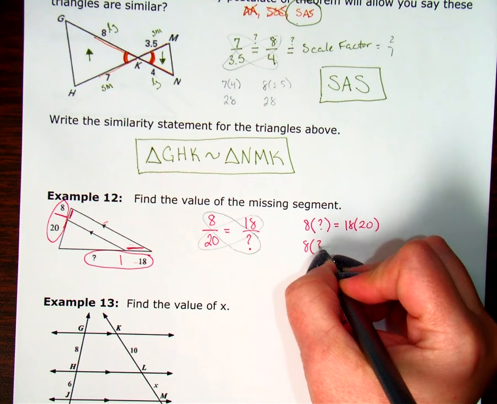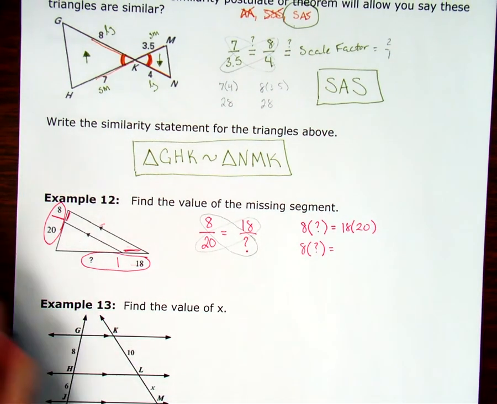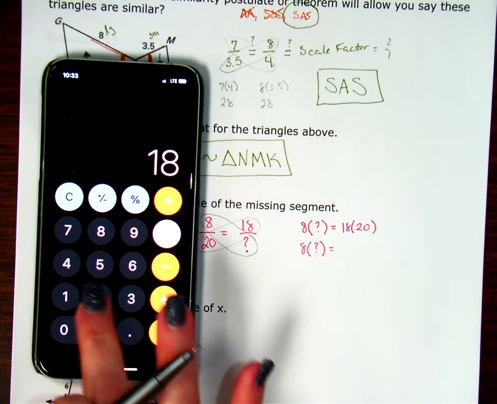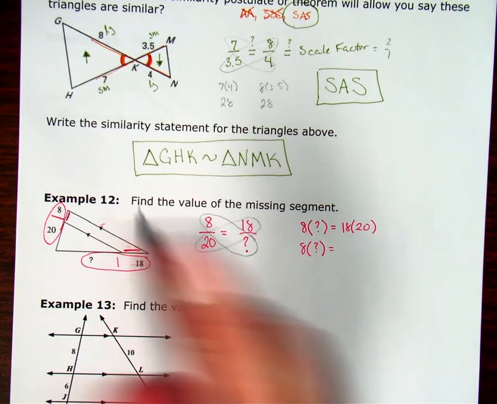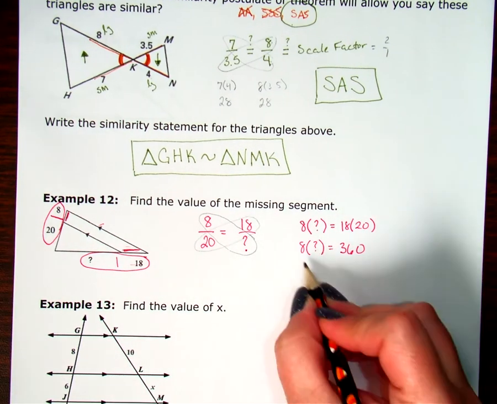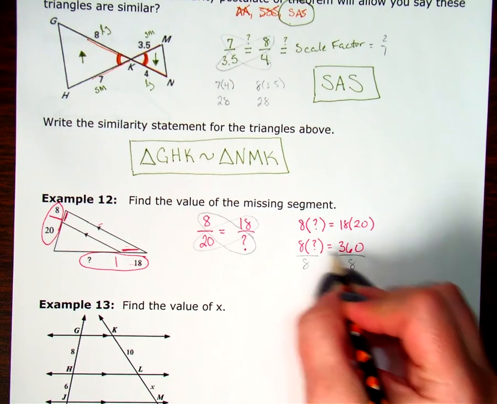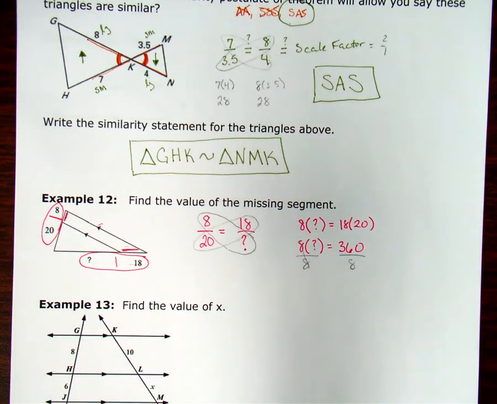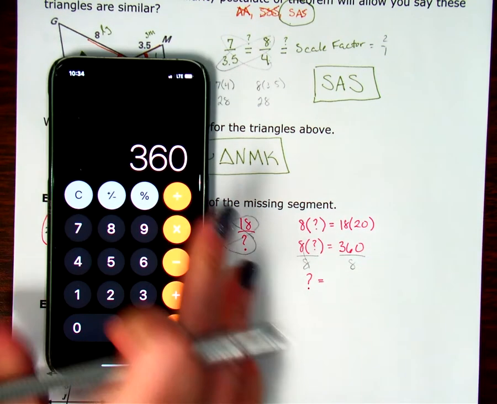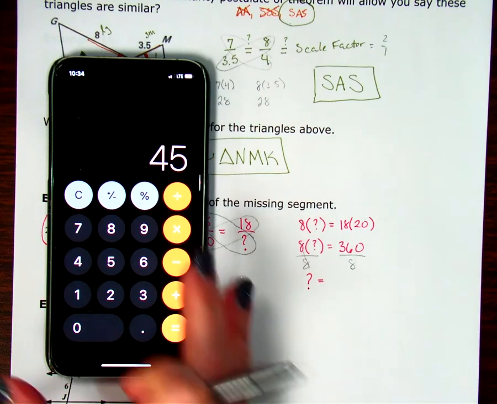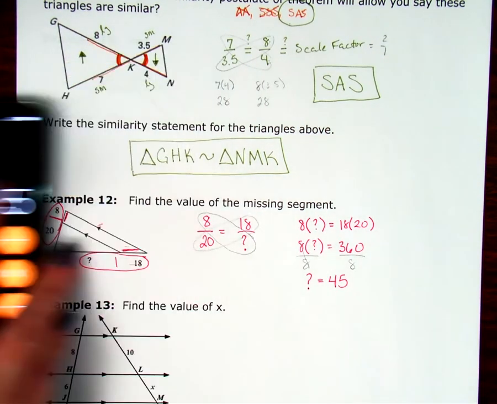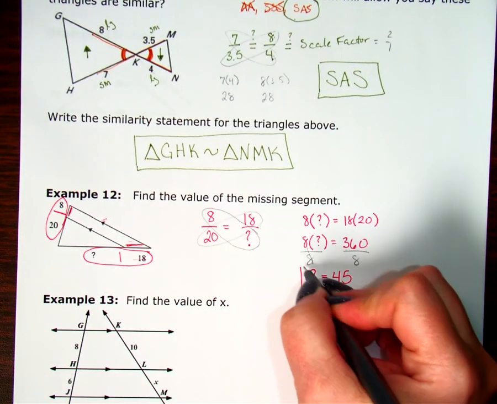Which is going to be 8 times my question mark equals 18 times 20, I believe, is 360, but let's double check our math. Yes, 360, like a circle. Divide both sides by 8 so that I can get that question mark all by itself. And my question mark equals 360 divided by 8 is 45. So my question mark is 45 units.